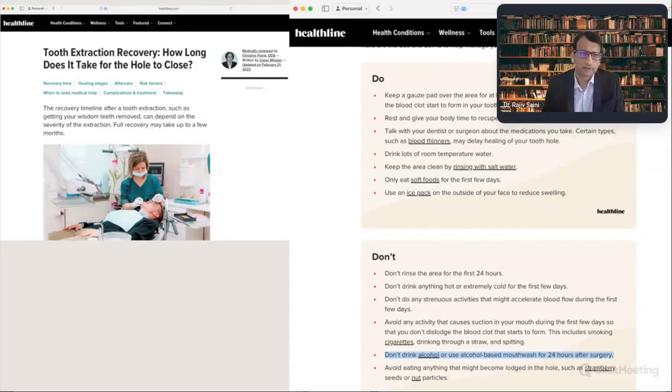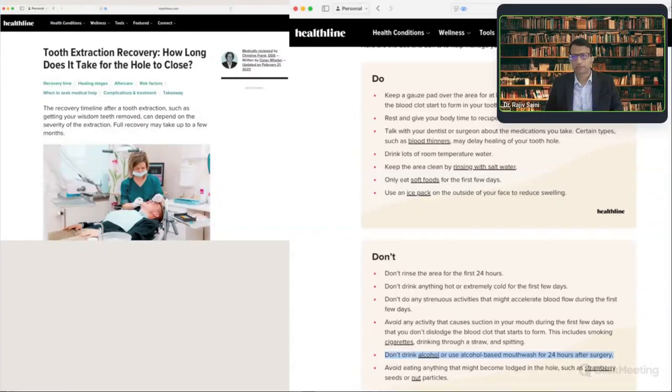There's a very good online resource called Healthline, and they mention how to take care of the extraction socket after tooth extraction. I have highlighted that, and I believe you will be able to read this. Don't drink alcohol or use alcohol-based mouthwash for 24 hours after surgery. So the independent Healthline guidelines recommend patients not to use alcohol-based mouthwash for 24 hours after surgery.